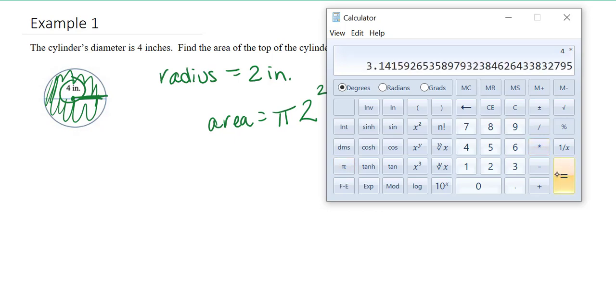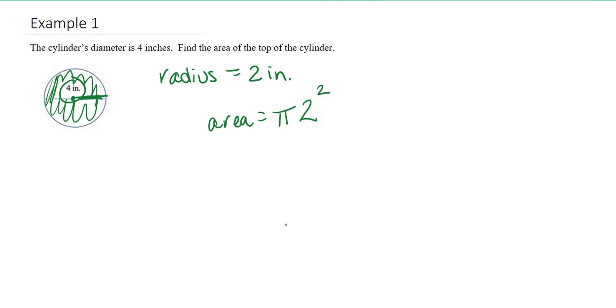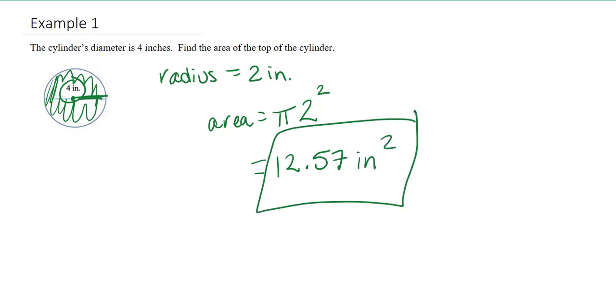And it gets us all these numbers, which sometimes we just go 3.14, and you can do either one. And it gets us to 12.57. We're just going to round it to the nearest hundredth. And this is inches squared. And that would be our area. So let's look at our second example.